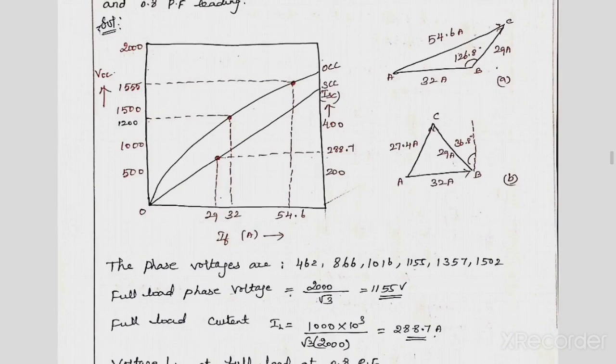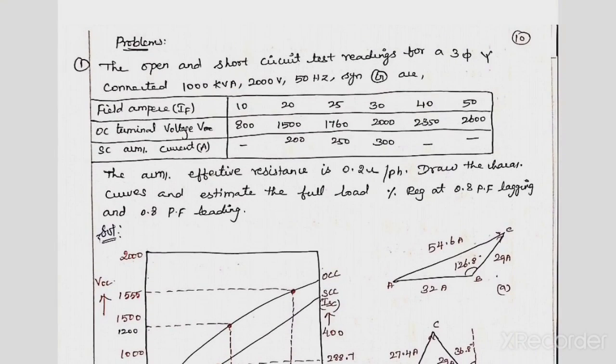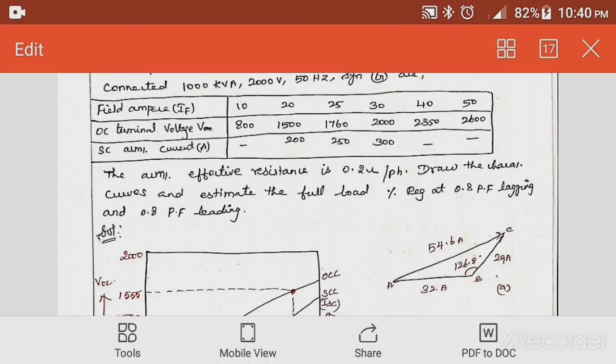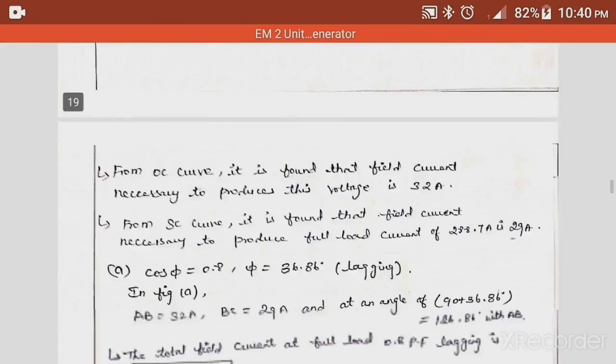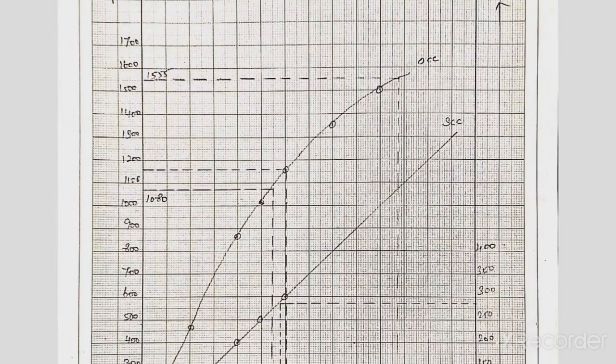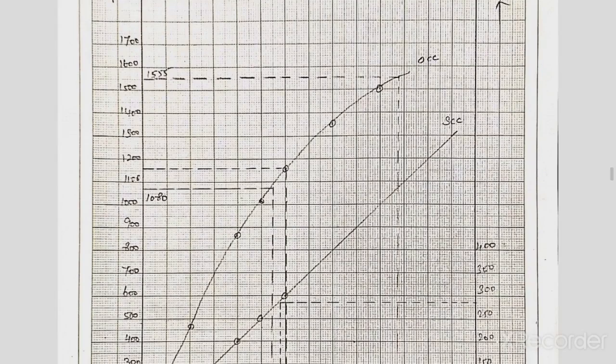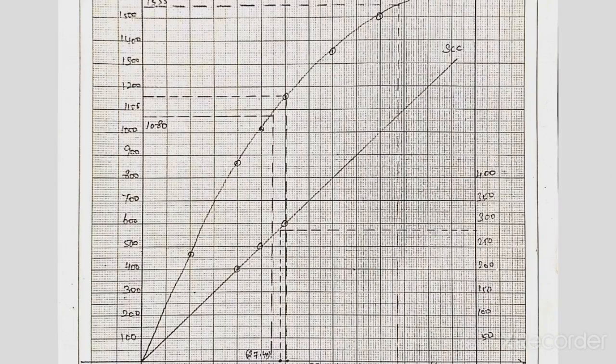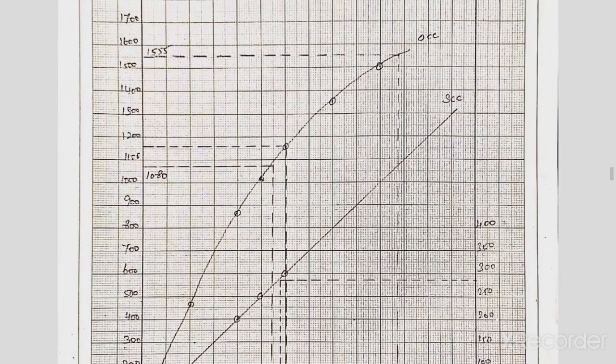So draw these characteristics, and also the ISC characteristics: 20 has 200 amps, 25 has 250 amps, 30 has 300 amps. So draw the VOC and ISC characteristics. Mark the points and draw the characteristics. The OCC characteristics is a freehand sketch, but the SC characteristics is a straight line drawn using a scale. So first mark the points and draw the freehand curve, but for the SCC use the scale.